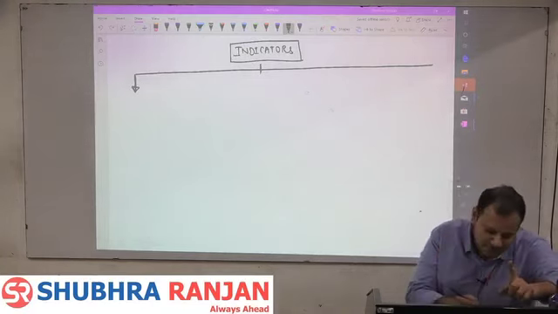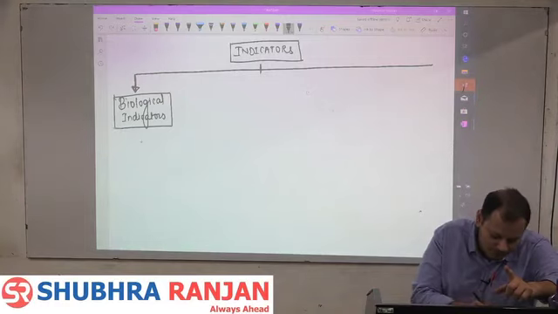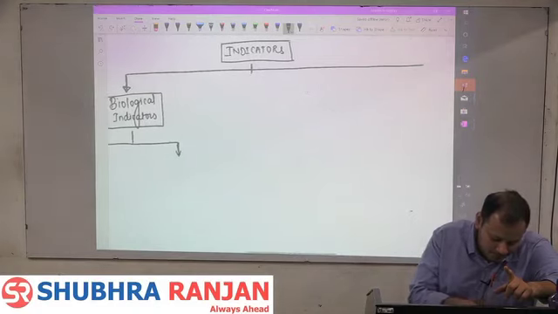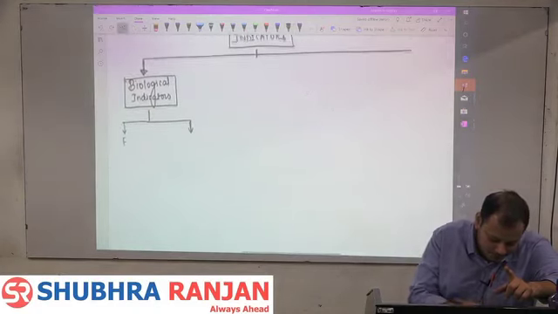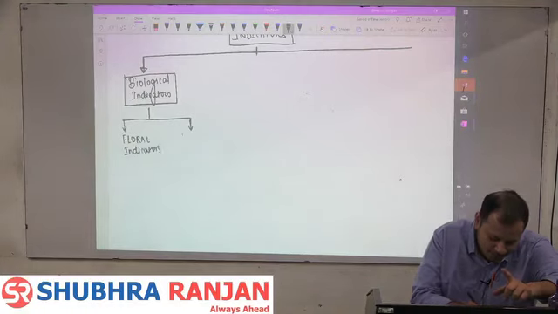So the first indicator is biological indicators, which include floral indicators and faunal indicators.